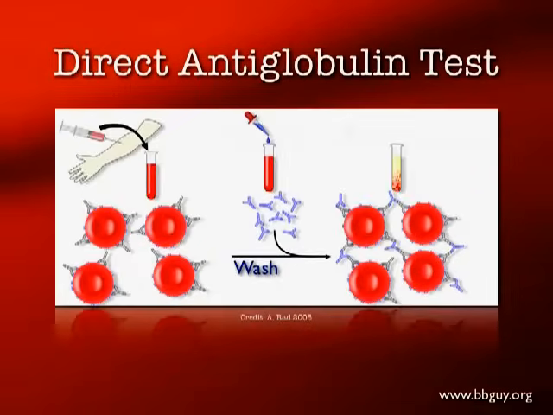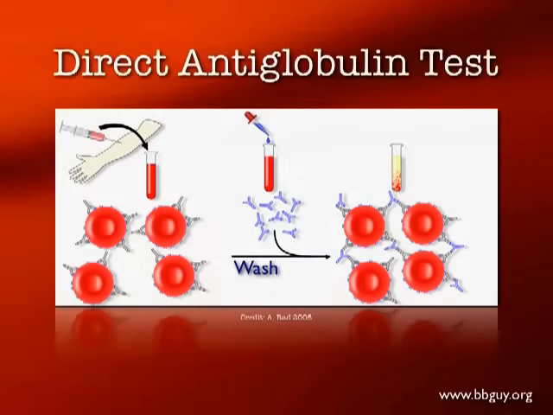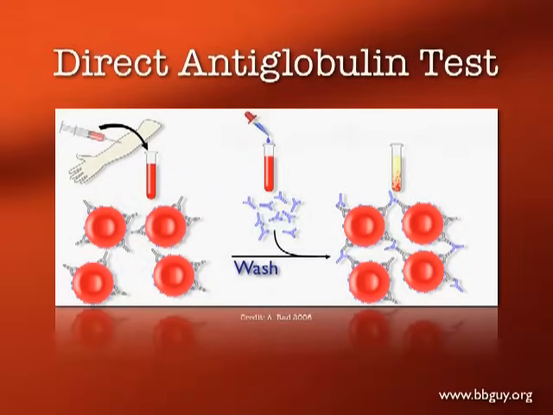The DAT, on the other hand, simply looks for the presence of that same sort of interaction, in other words, antibodies binding to red cells, that occurs in vivo, in other words, in the body. So you pull the red cells off, you do a washing step to wash away any unbound antibodies, and again, you add the anti-human globulin and get agglutination, as you see there.